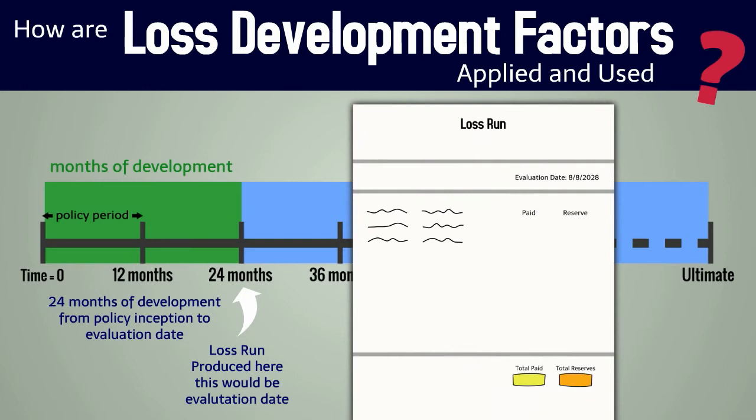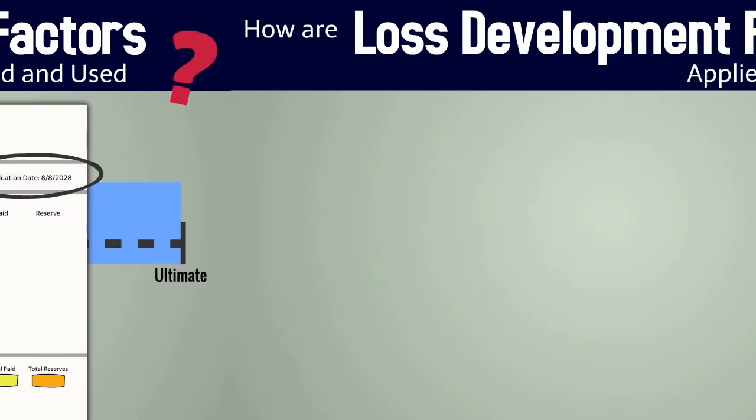As you can see in this example, the loss run was produced 24 months after policy inception. So the months of development is 24 months. We can usually find this date on the loss run itself, and usually we have totals at the bottom of the loss run showing the total paid and total reserves for that loss run.